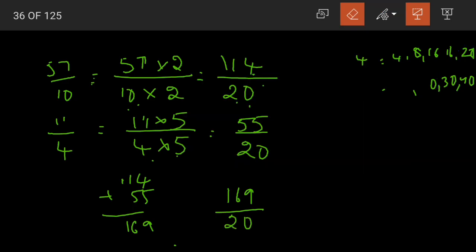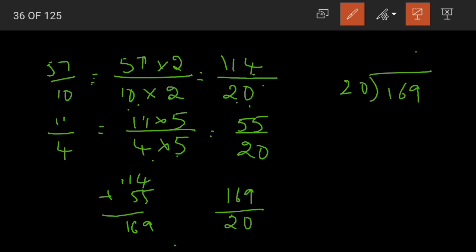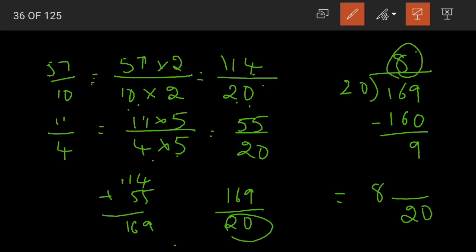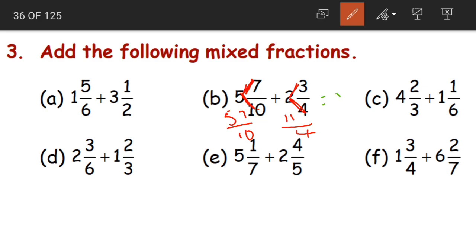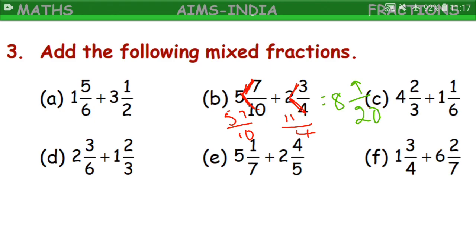Now can we leave it as it is, children? No, we should convert it into a mixed number. 169 divided by 20. We have 20 8s are 160, and when we subtract, 9 is our remainder. How to write it as a mixed number? As I said, write the denominator as it is. Quotient becomes the whole number. Remainder becomes the numerator. So 8 9 by 20 is the answer for this. Okay, 8 9 by 20 is the answer for the addition of.